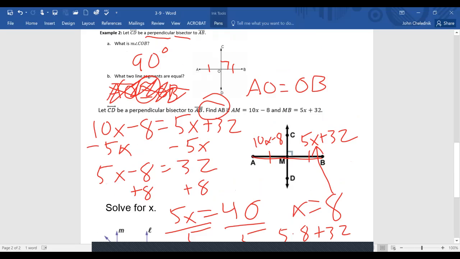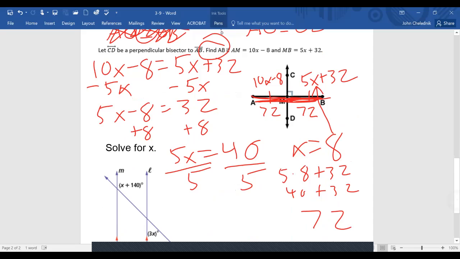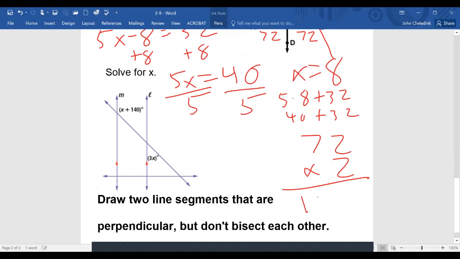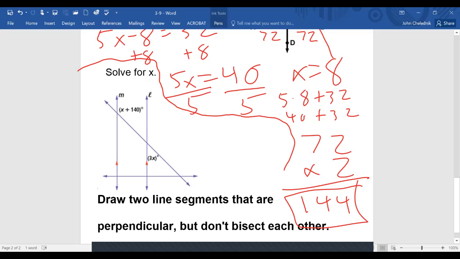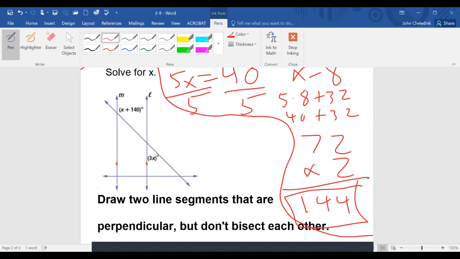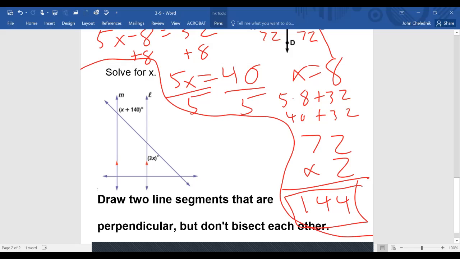But that's still not the answer because that's only half of the distance. This is 72 from here to here. That means this is also 72, and the entire distance AB would be equal to 72 times 2, which is 144. Final answer. Okay, next it says solve for x. Well, in this picture right here, let me separate this, and I'm going to put it in blue so there's no confusion about which problem I'm working on.